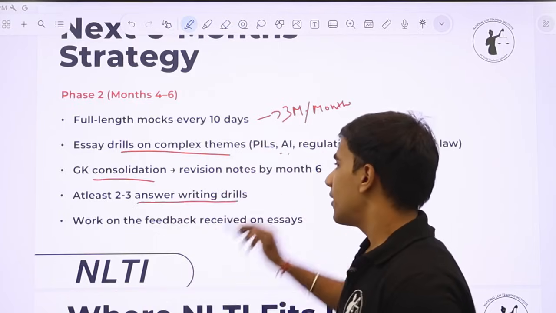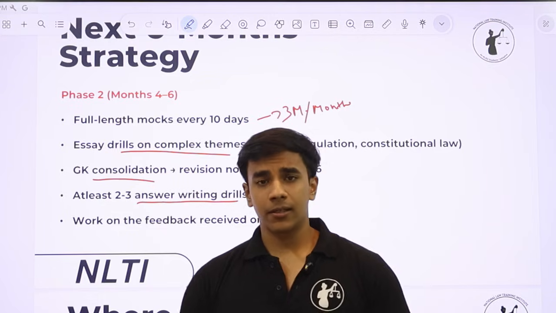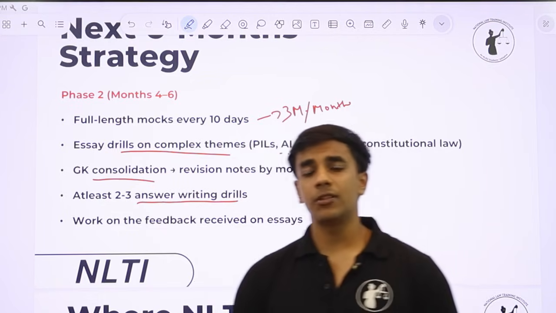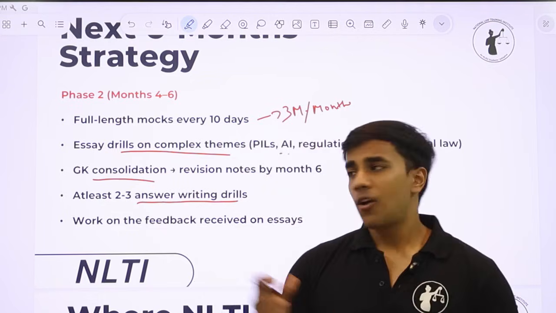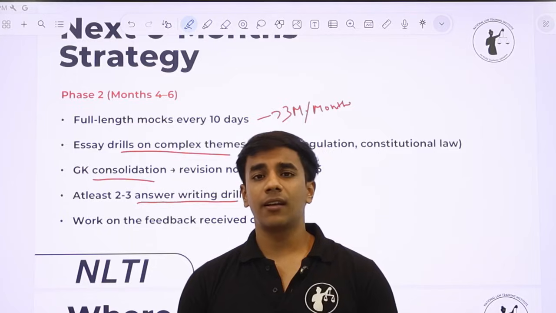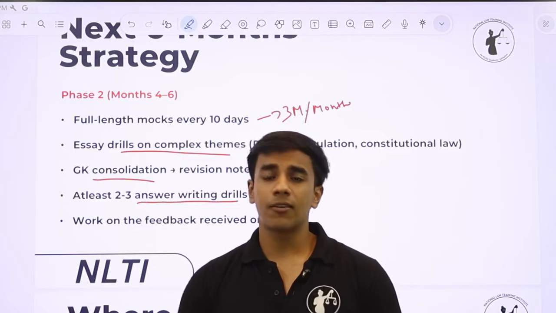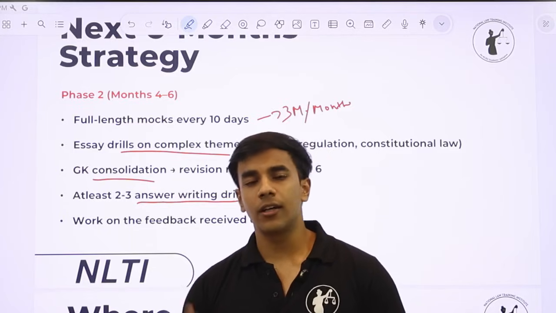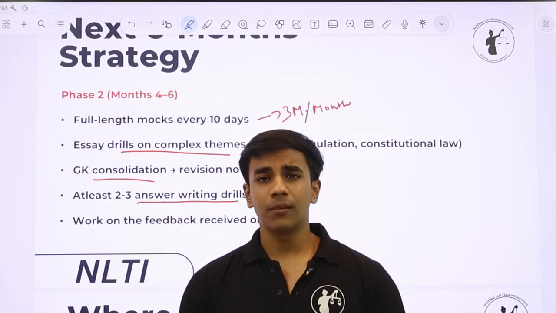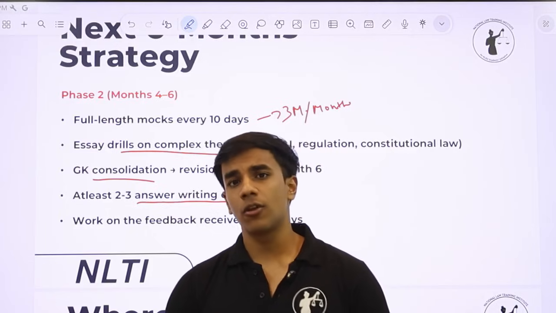2 to 3 writing drills every week at least. You have to write part B answers, you have to write essays. All of this gets covered if you are giving a mock, because part B answers are also covered in the mock, essays are also covered, and your sectional solving or part A solving is also included.